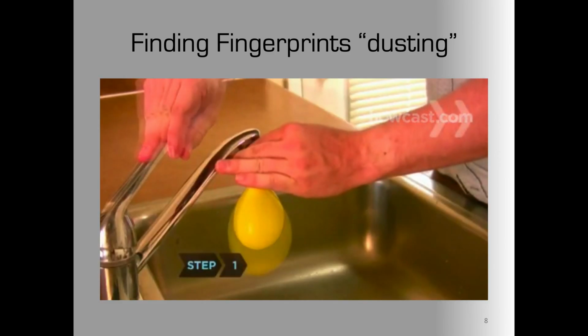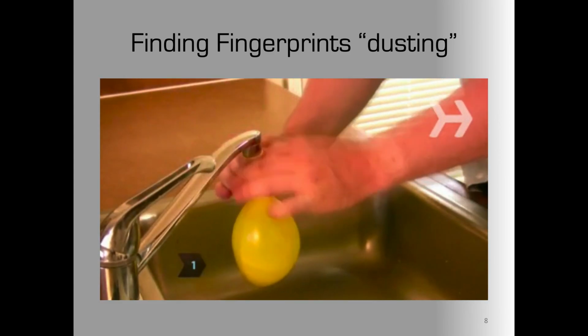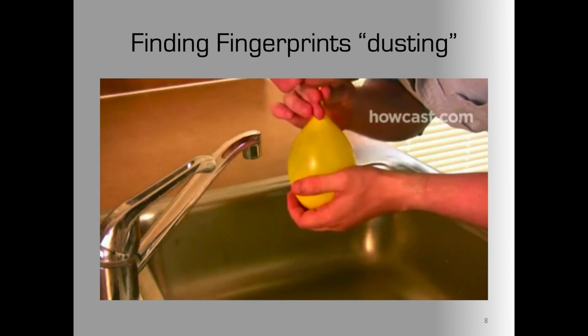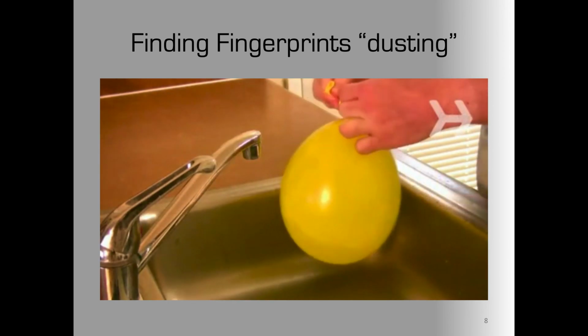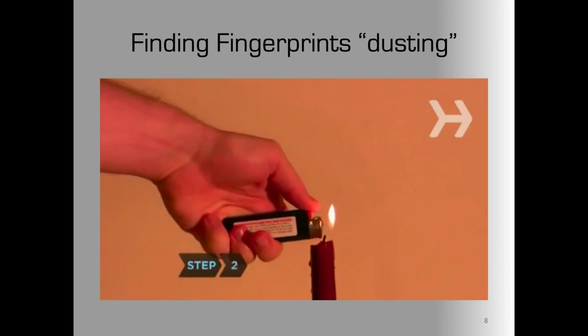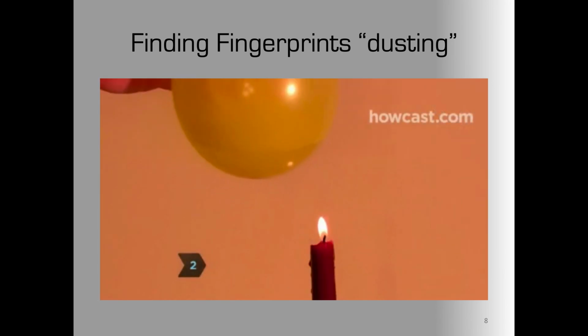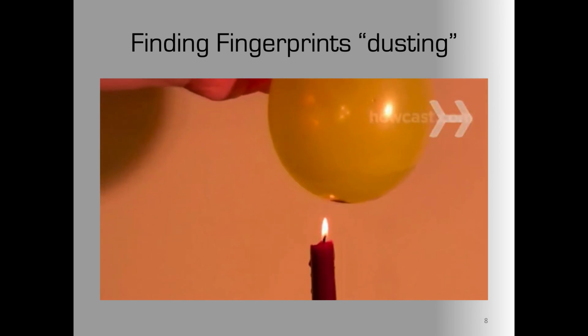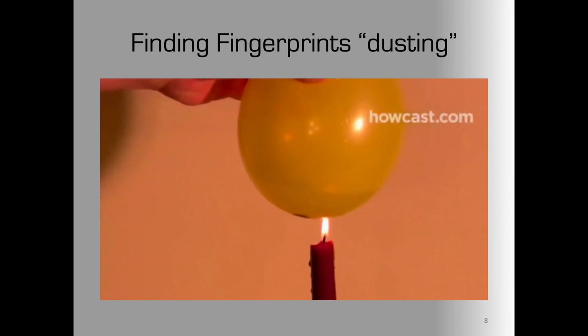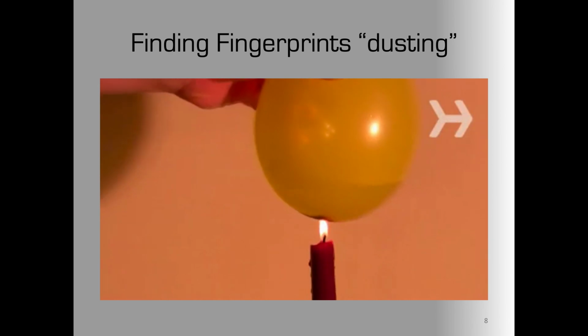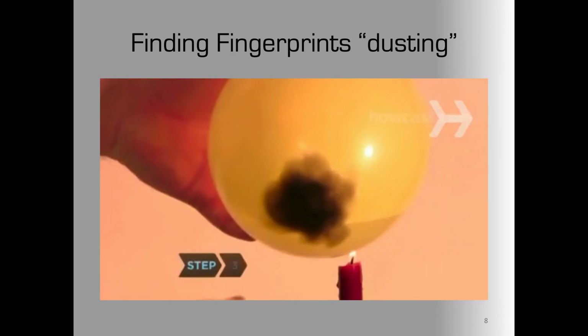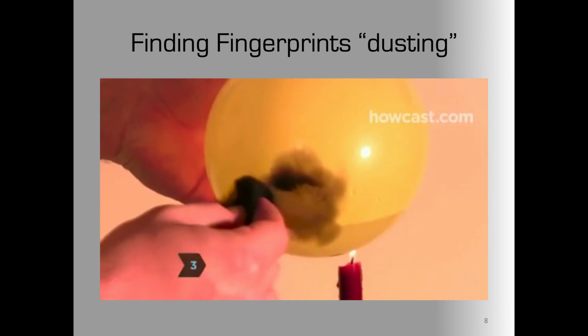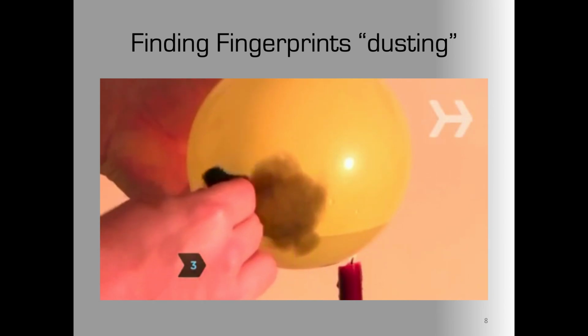Step 1. Fill the balloon halfway with water from the tap. Remove from the faucet and fill the other half with air. Tie it off. Step 2. Light a candle. Hold the balloon at the knot end and dangle it above the flame so the tip of the flame touches it. After 15 to 30 seconds, the smoke from the candle will collect as soot on the balloon's surface.